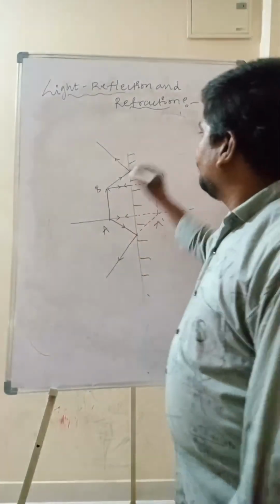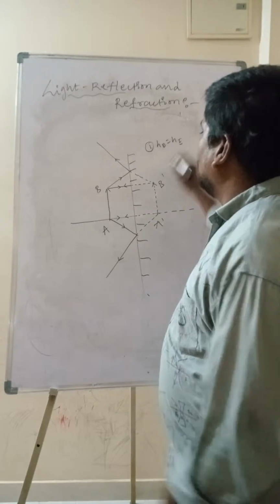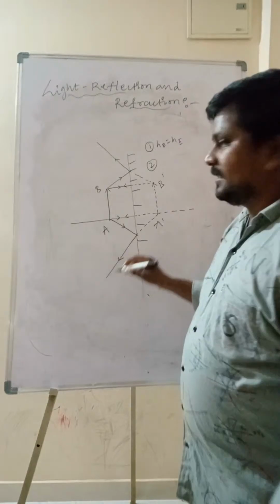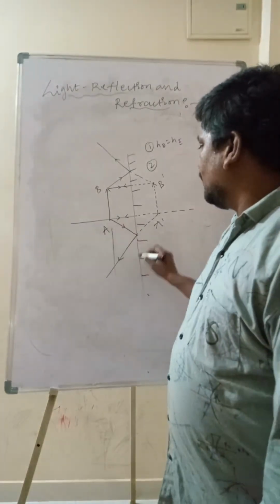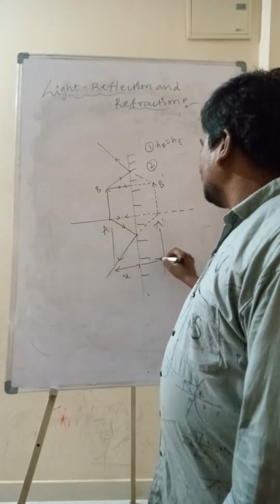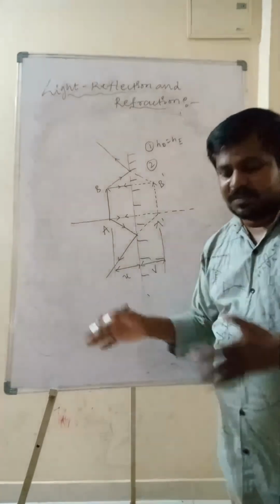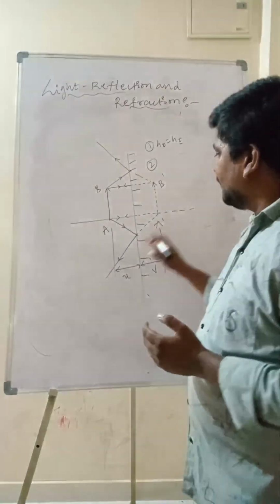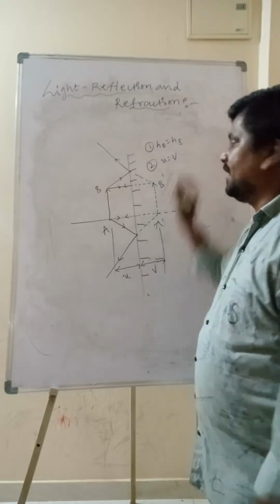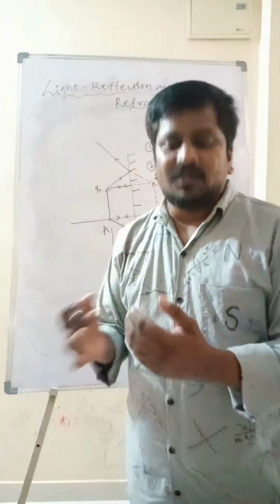Here the first point is that the height of the object is equal to the height of the image. The second point is object distance. What is the object distance? The distance between the object and the mirror is called the object distance. The distance between the mirror and the image is called the image distance. So the object distance is equal to the image distance.